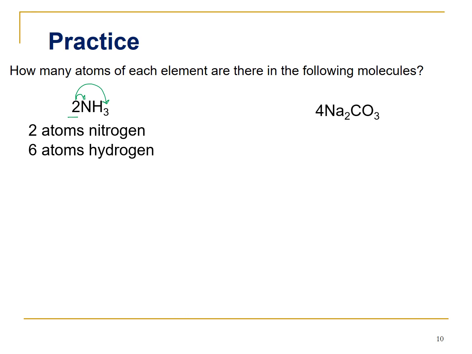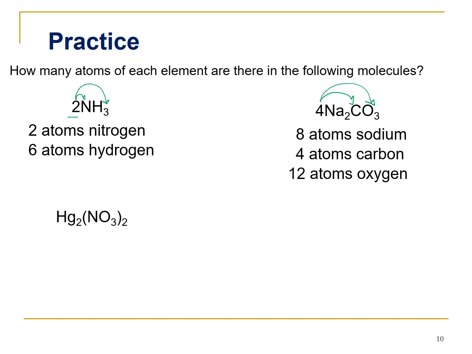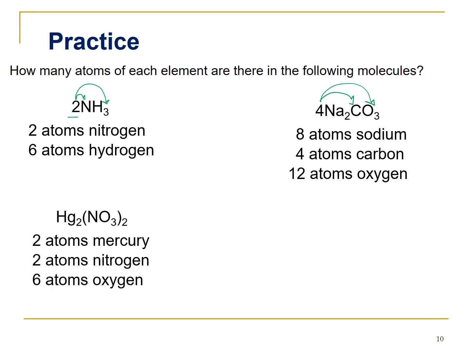And here I'll have 8 sodiums, right? Then I'm going to multiply 4 times 1 for the carbon, and for the oxygen it's going to be 4 times 3, so that's 12. For the last one: 2 mercury atoms, 2 nitrogen atoms, and 6 oxygen atoms, because I'm multiplying these together. Okay, so take some time, try to do this one now.